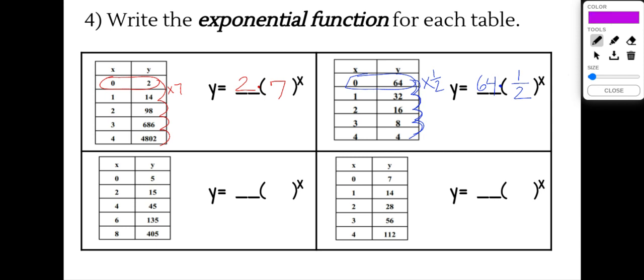All right, we're going with purple now. Love purple. Okay, bottom left. Here's your y-intercept. That's 5. So I'm going to go right ahead and put the 5. That's my starting value. Then I'm going to look at the pattern.